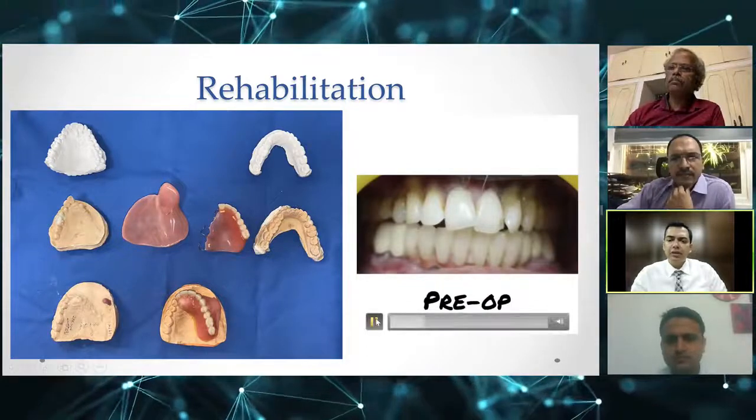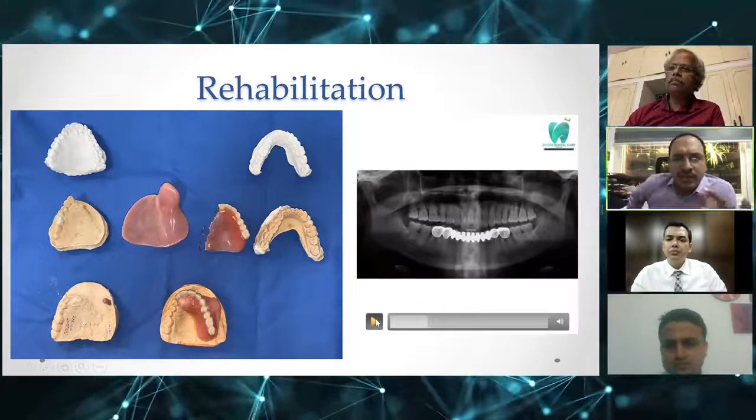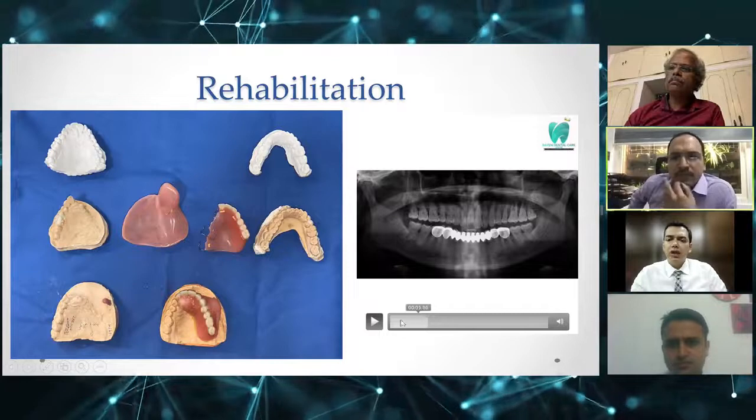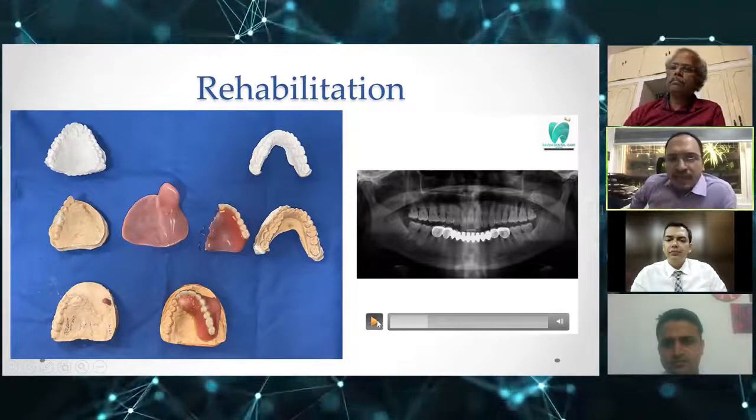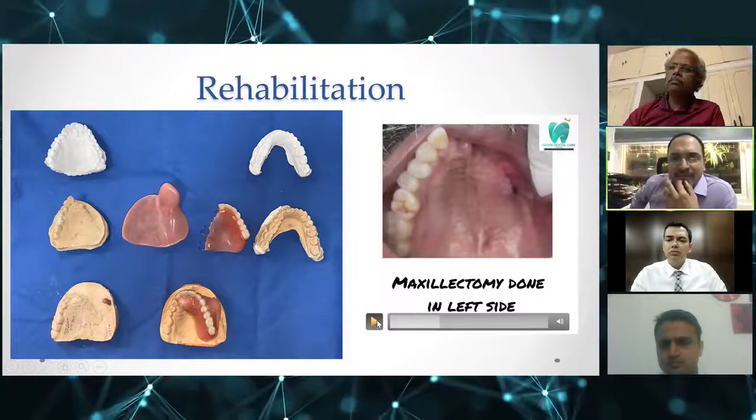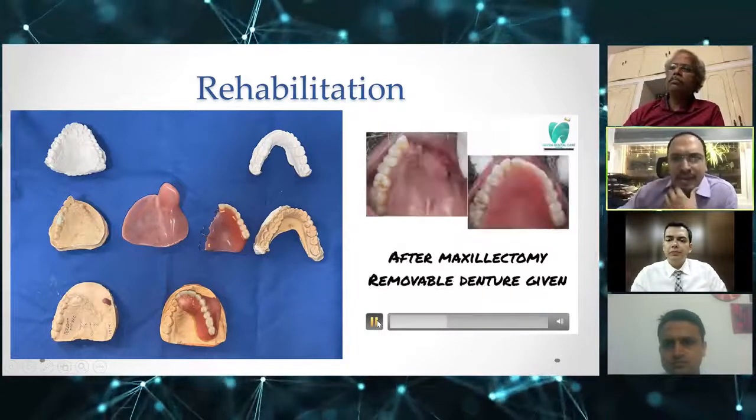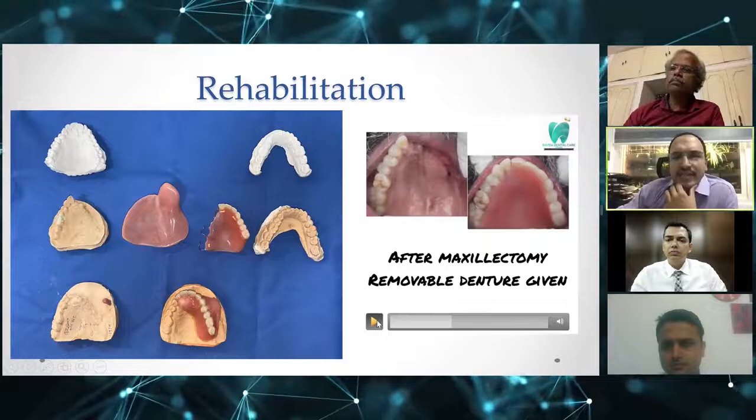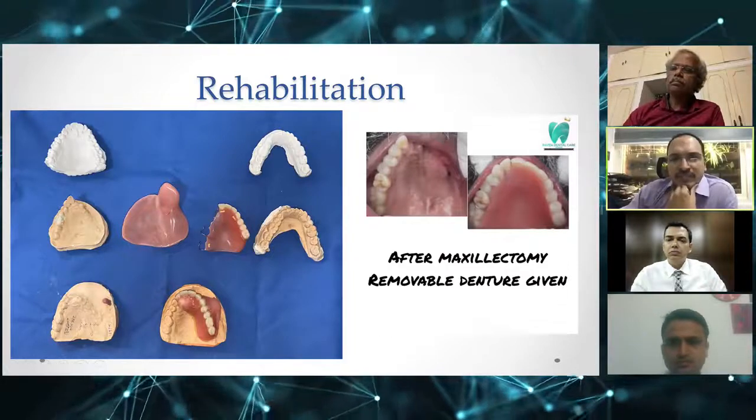So you may describe the video, sir. Yeah. What I was talking to you about pre-op, this is an OPG for the patient, and we are confirmed. After the maxillectomy is done, you can see a little bit of fistula there, and this is the interim obturator which has been placed for the patient.